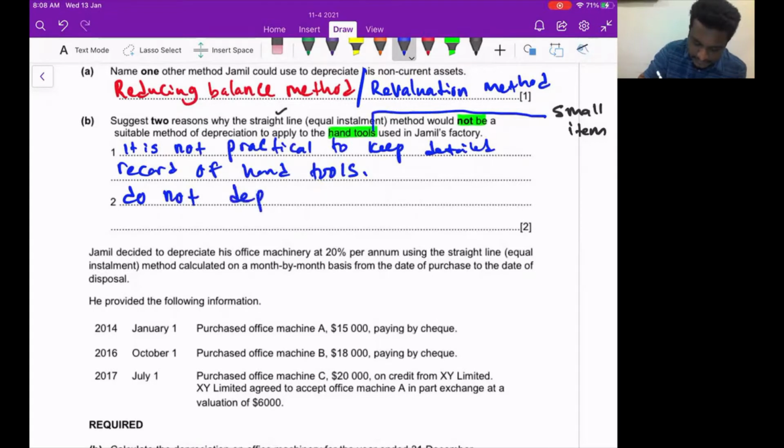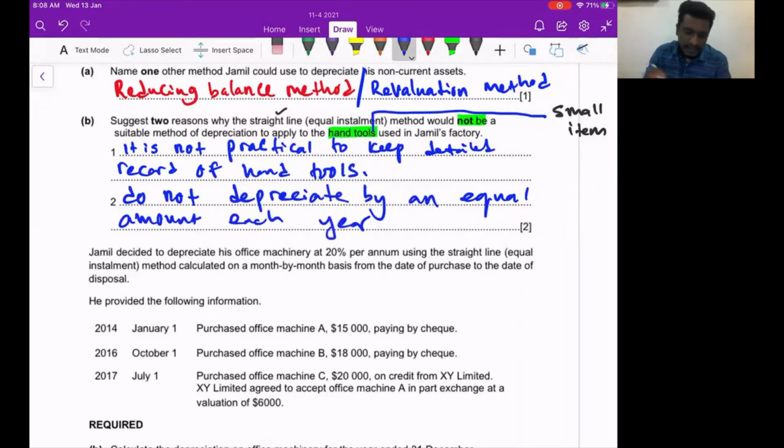Do not depreciate by an equal amount each year. But the straight line method will depreciate in an equal amount. That's why the name is straight line. But for hand tools, the best method to use is the revaluation method. We just, as a total, will revalue that particular asset. Okay, we continue.